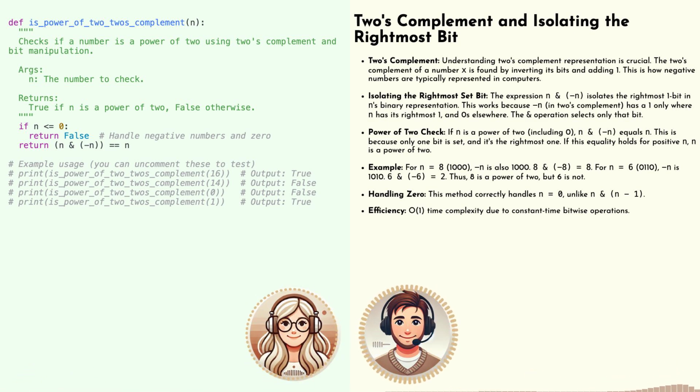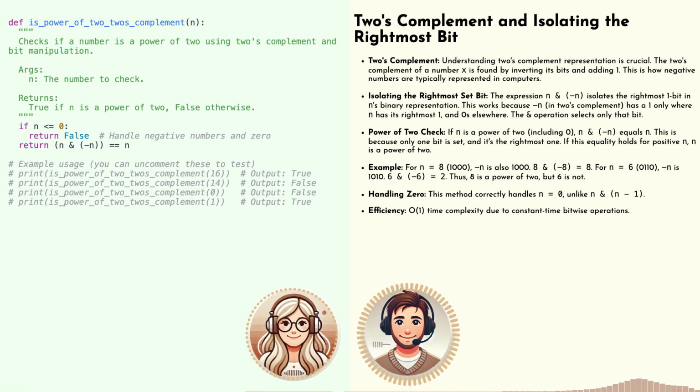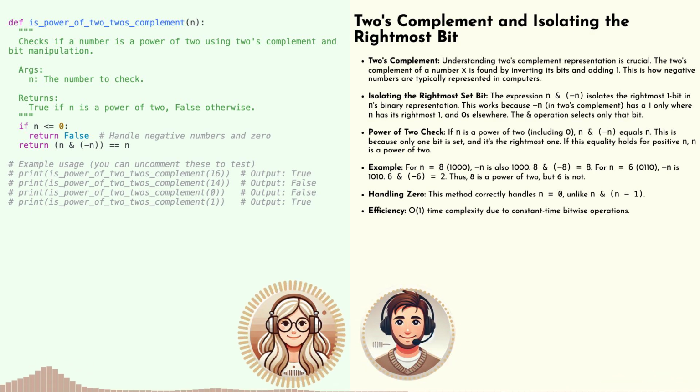2's complement. Oh, yeah, I remember that from way back in my computer science days, but a refresher would be great. Absolutely. It's a way computers represent negative numbers, and it's actually simpler than it sounds. To get the two's complement of a number, you just flip all its bits and then add 1 to the result. Okay, let's try that out with, let's say, 8 again. 8 is 1000 in binary, right? Right. If I flip all the bits, I get 0111. Yep. And if I add 1 to that, it becomes 1000 again. Wait a minute, that's the same as the original number.